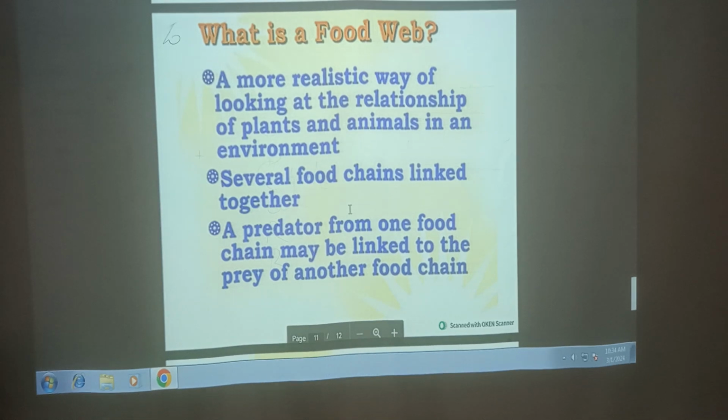And next, what is a food web? Another example of a detritus chain is detrital animal, flies, frogs, snakes. Another topic: food web. This is a food web.